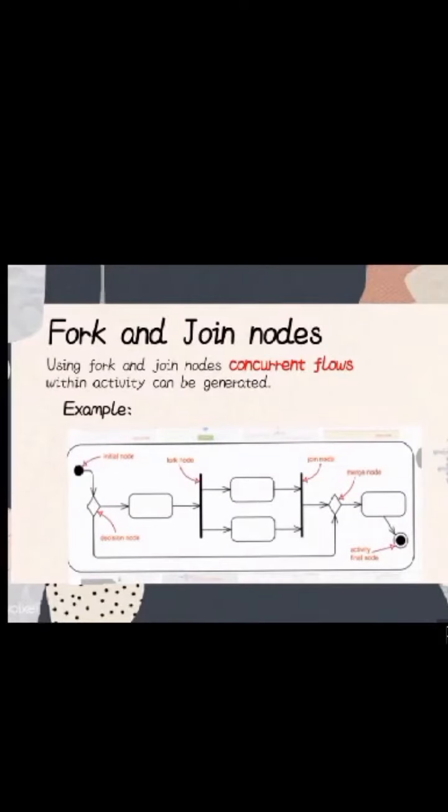So another basic component of activity diagram is the fork and join nodes. Using fork and join nodes, concurrent flows within an activity can be generated. So what do you mean by concurrent? It is operating at the same time. So you can see the example of the activity diagram using the join and fork nodes.